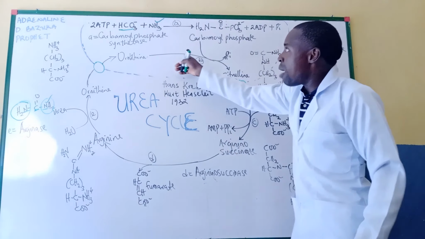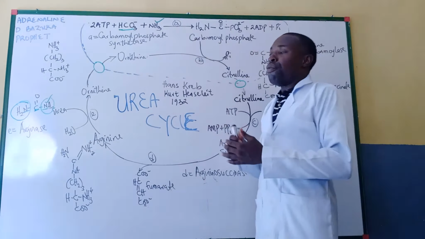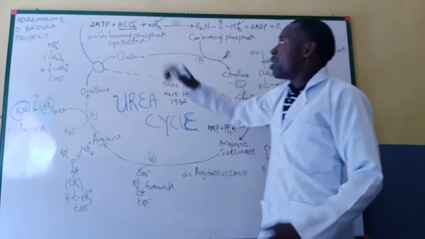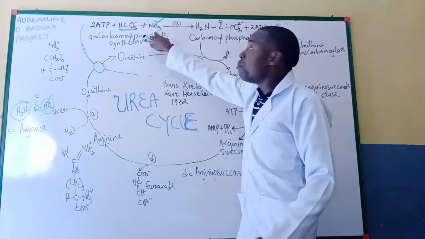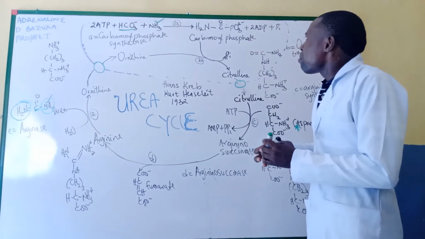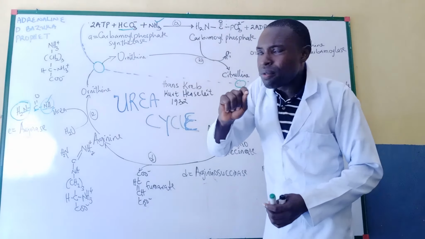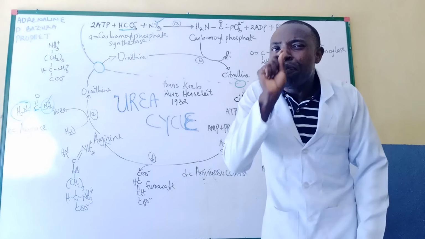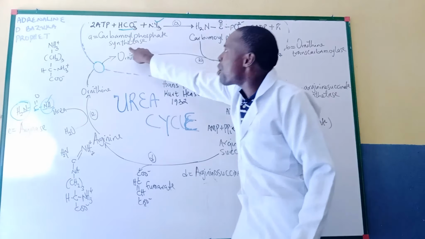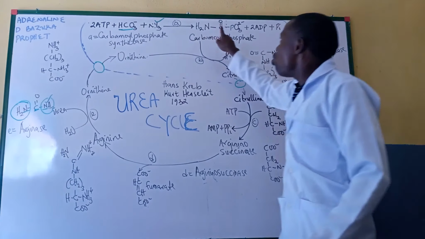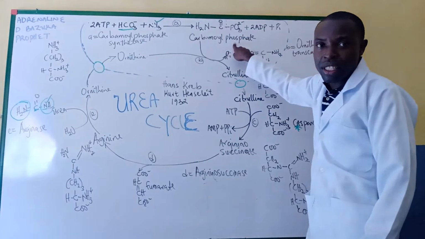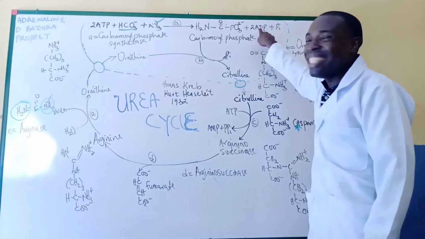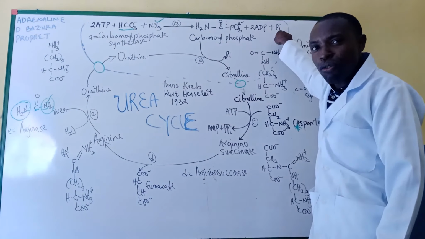Now, the first step involves 2 ATP, which is adenosine triphosphate, with bicarbonate and ammonia, in which the enzyme involved to catalyze this first reaction is called carbamoyl phosphate synthetase, to produce what we call carbamoyl phosphate, with the release of 2 ADP, which is adenosine diphosphate, and inorganic phosphate.